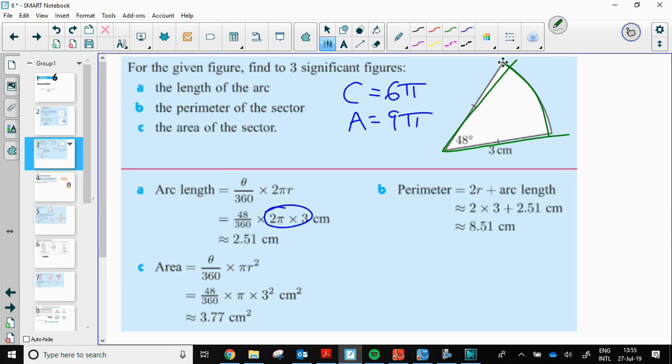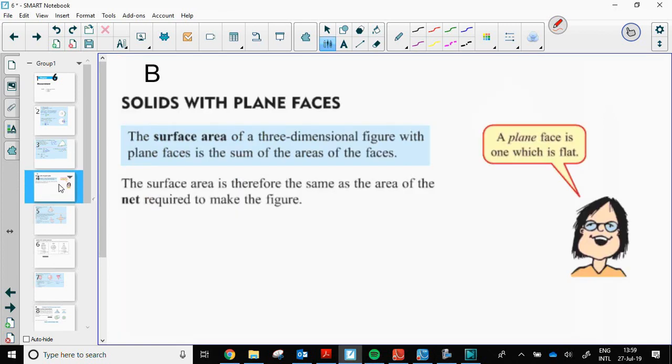And we're going to be getting out of that 3.769, and so we're going to round to 3.77 for our three significant figures. Moving on to section B now, we're in 3 dimensions. Here we're only considering objects that have flat faces, so nothing curved.